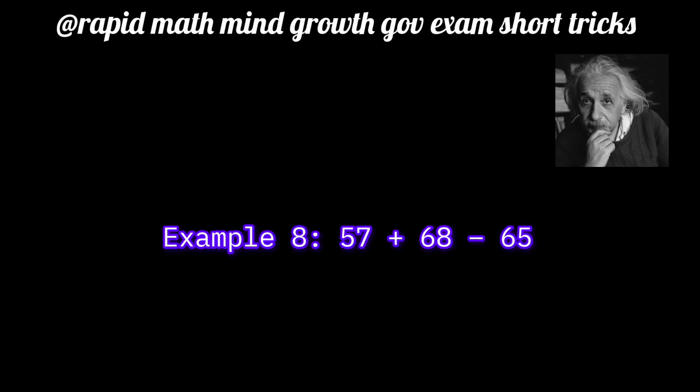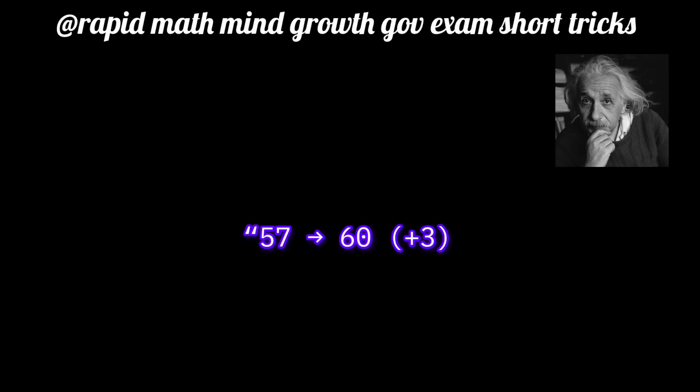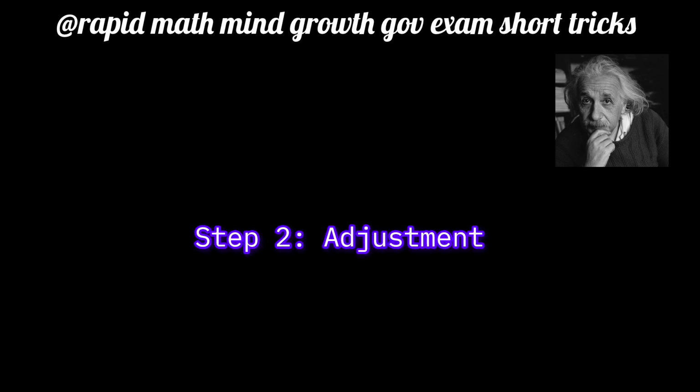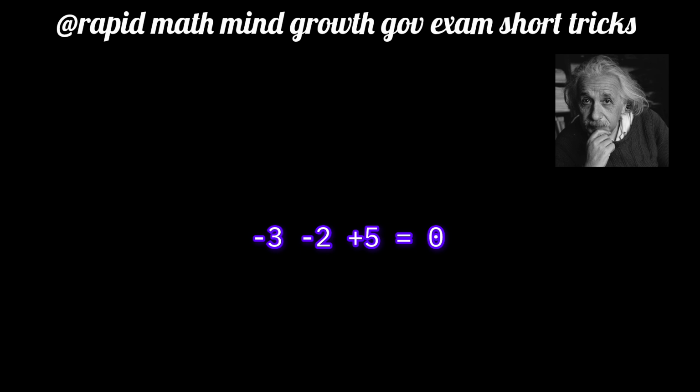Example 8: 57 plus 68 plus 65. 57 is 60 minus 3, 68 is 70 minus 2, 65 is 70 minus 5. Step 1: 60 plus 70 plus 70 is equal to 200. Step 2, adjustment: -3 minus 2 minus 5 is equal to -10. Final answer is equal to 190.